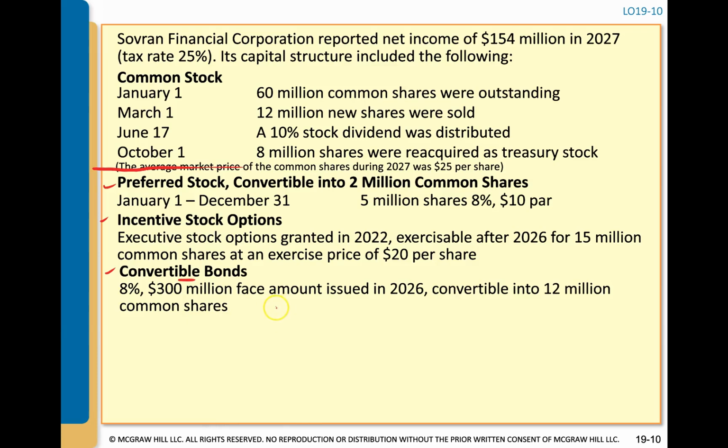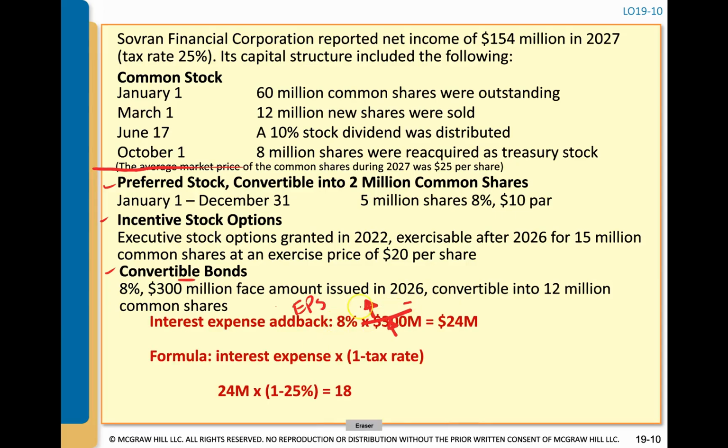Now with convertible bonds, our numerator is going to go up, and our denominator is going to go up as well. Our numerator is going to go up because we're going to eliminate the interest expense component from the bond, because if we convert the bond, then we're not paying out interest anymore, so we don't get to take that interest expense. The way we calculate the increase in the numerator is we take the interest expense multiplied by 1 minus the tax rate. The interest expense is the 8% on the face of the bond times the face value, which gives us 24 million.